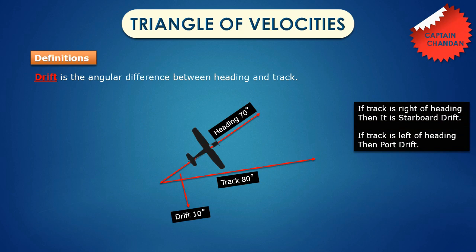If the track is right of heading, then it is a starboard drift, that is right drift. If track is left of heading, then it is port drift, that is left drift. In this case, drift is 10 degrees starboard.